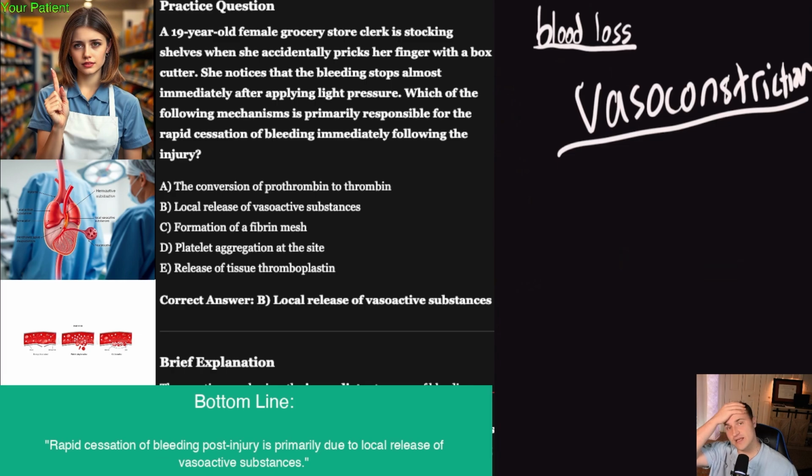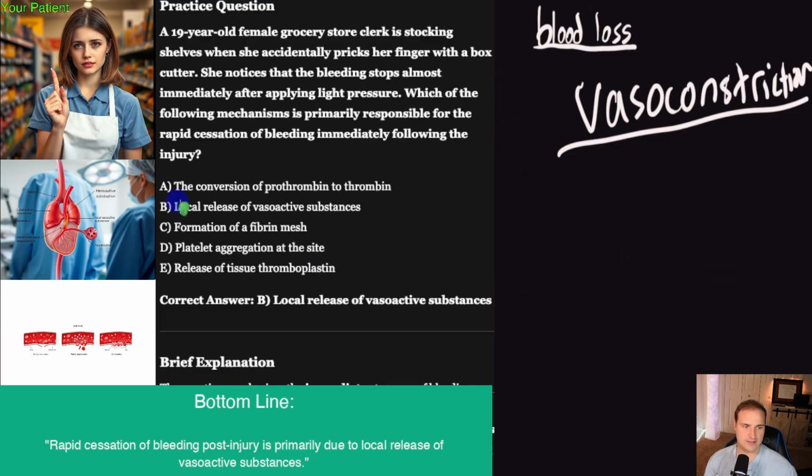And so what's actually happening is that damaged endothelial cells release endothelin, and that's a potent vasoconstrictor. And that combined with the reflex nerve signals causes the vessels to spasm and also to narrow, and that then slows the blood. And so that gives the body some time to start building the platelets and the clots. But the initial bleeding is going to stop because of the vasoactive substances.